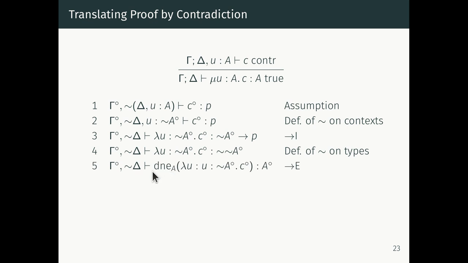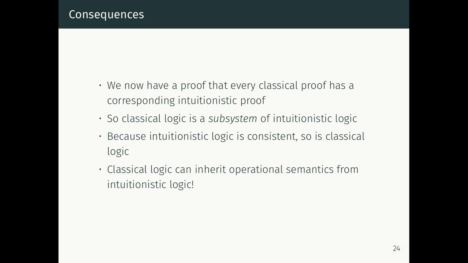And now what we can do is we can say, well, two slides back, we showed that double negation elimination is sound for types in the image of the translation. And so therefore, we have something of the type of the translation of A. And so we can set the translation of reasoning by contradiction to the double negation elimination of lambda u dot C translated. And so this has given us a way of taking every single classical proof and turning it into a corresponding intuitionistic proof. And so even though normally we think of intuitionistic logic as a sublogic of classical logic, we see here that it's actually the other way around as well. So classical logic is a subsystem in intuitionistic logic. So the embeddings go in both directions.